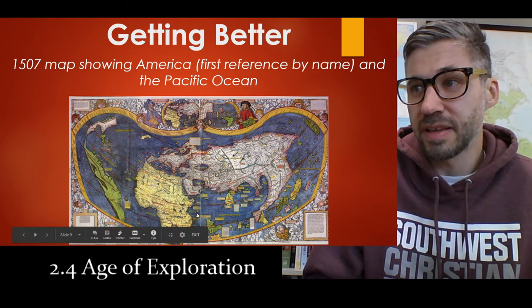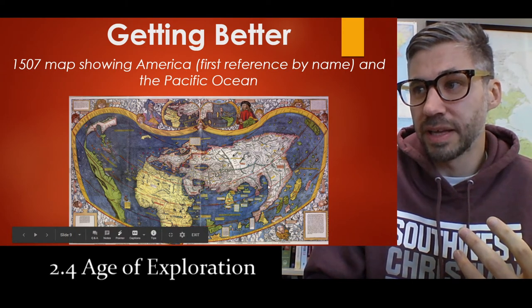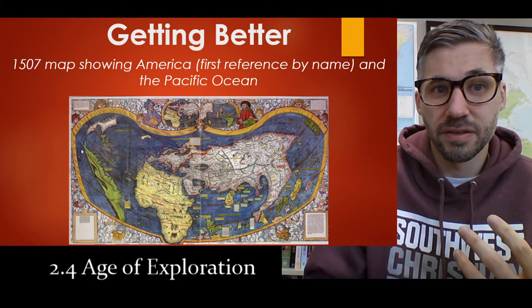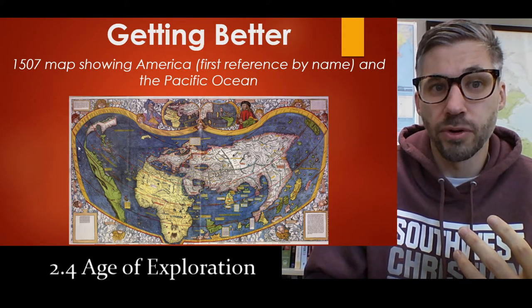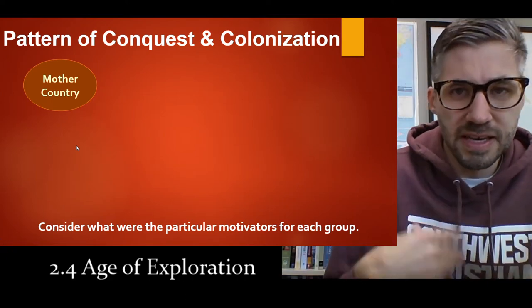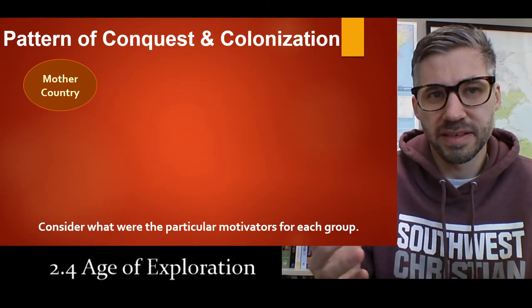Not only do they have some sense of Africa and its relationship with the Indian Ocean, but they have some sense of a big landmass over here, and not only is there an Atlantic Ocean, but there's an ocean on the other side as well. Now, this pattern we're going to see play out a lot as we look at maritime empires.